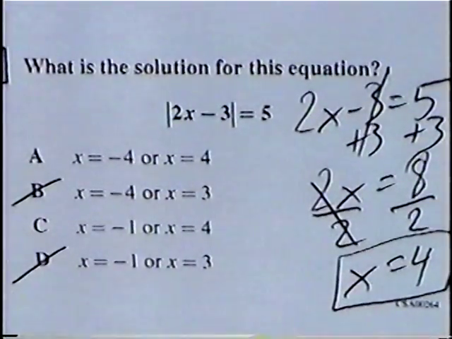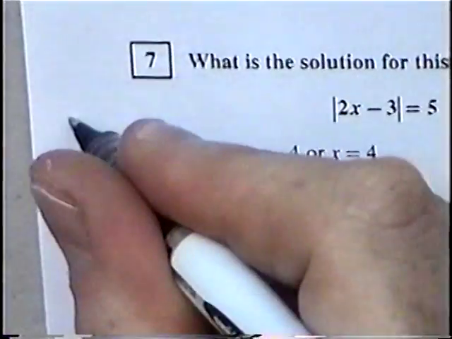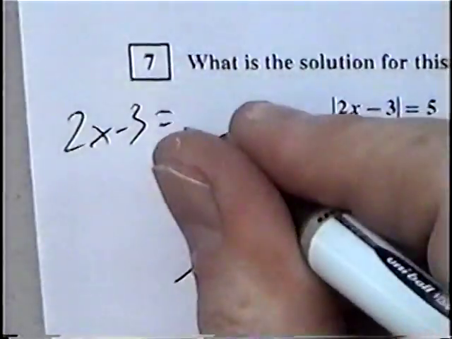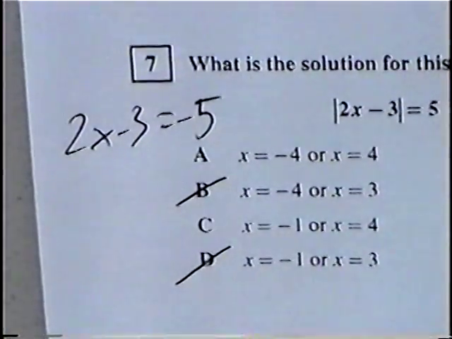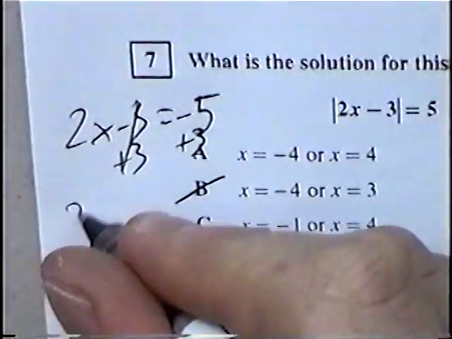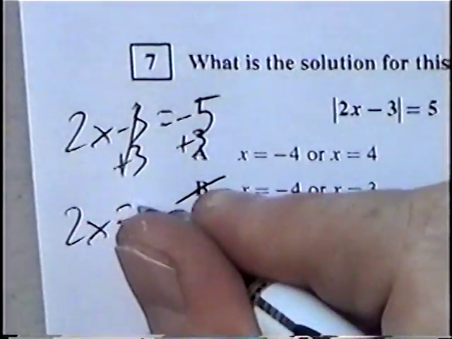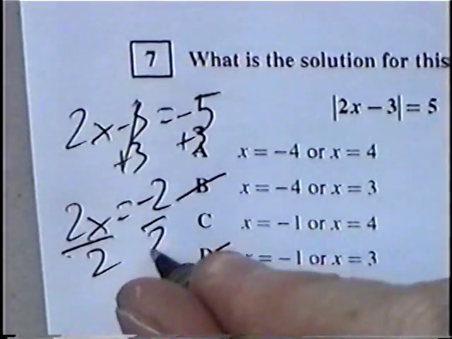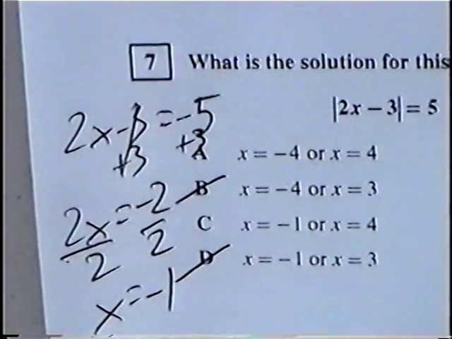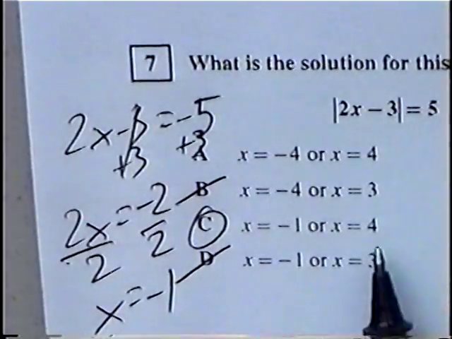To find the second solution, going back to the original equation, 2x minus 3, and taking off the absolute value signs, instead of equaling 5, the absolute value could also be the opposite, negative 5. Adding 3 to both sides, we'll have 2x equals negative 5 plus 3, which would be negative 2. And dividing by 2, we'll have the second answer, negative 2 divided by 2 would be negative 1. So the correct answer would be C, x equals negative 1 and x equals 4.